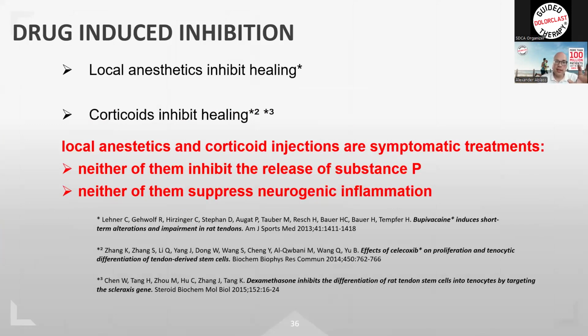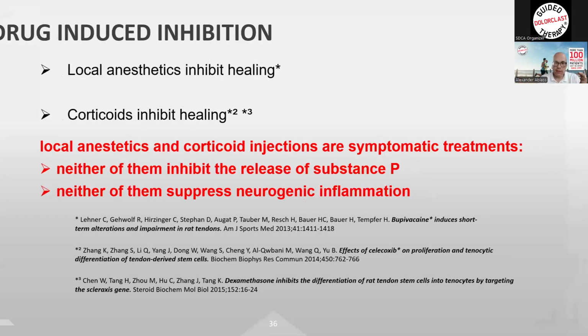Local anesthetics inhibit healing. Corticoids inhibit healing. These things, local anesthetics and corticoid injections, are just symptomatic treatments. None of them can inhibit the release of substance P, and none of them can suppress the neurogenic inflammation. So they can't induce proper healing because they're just symptomatic treatments.